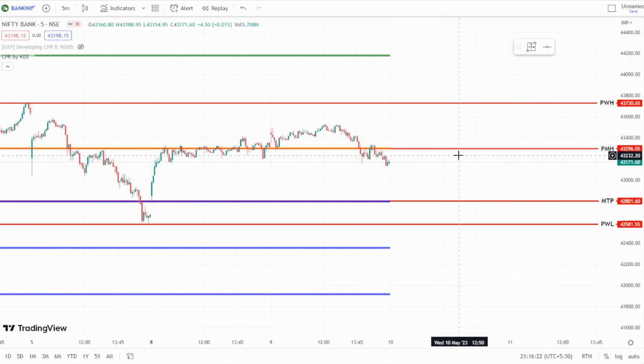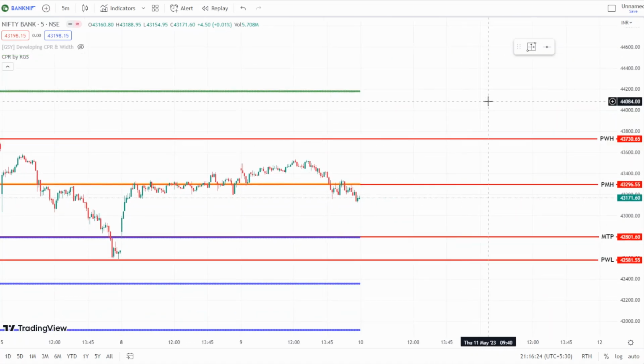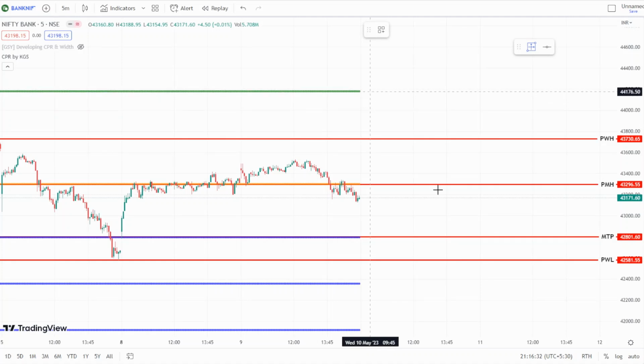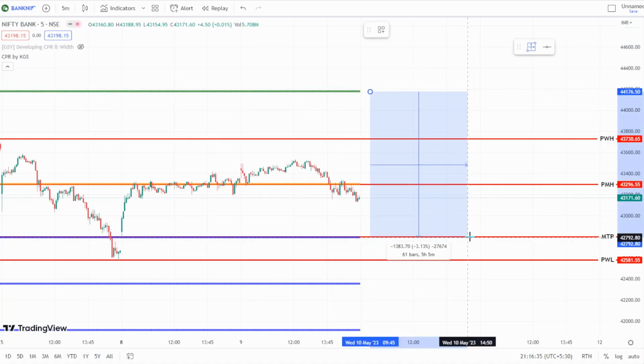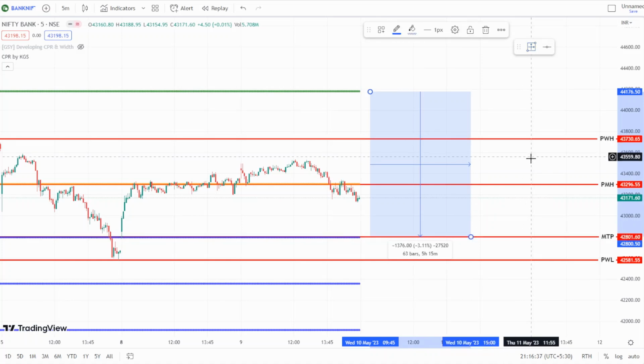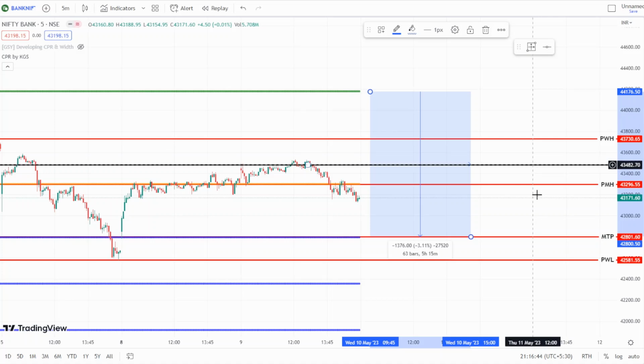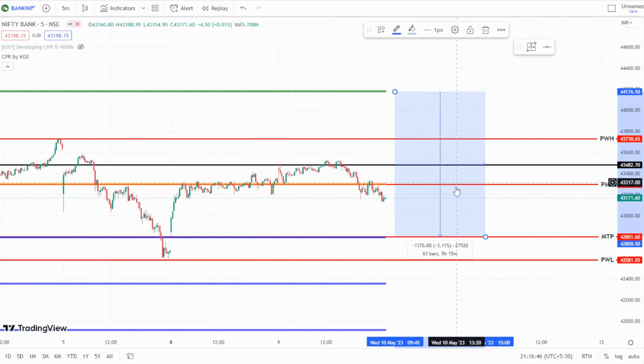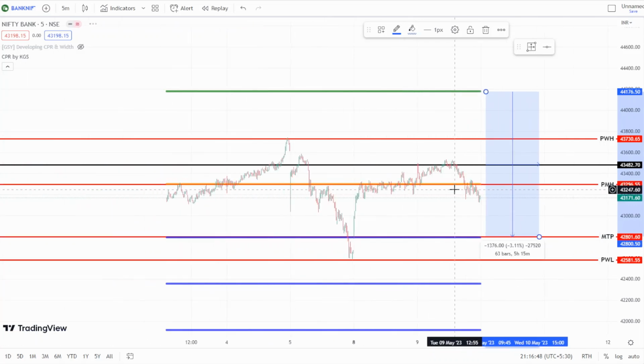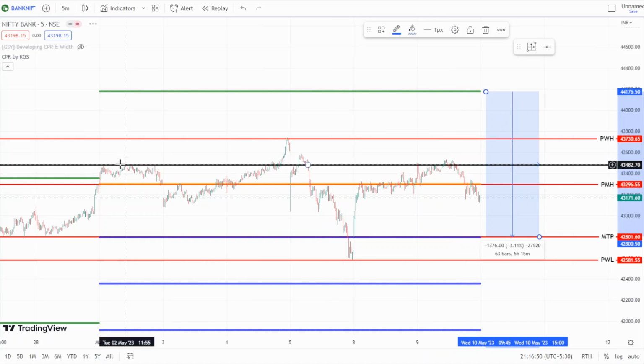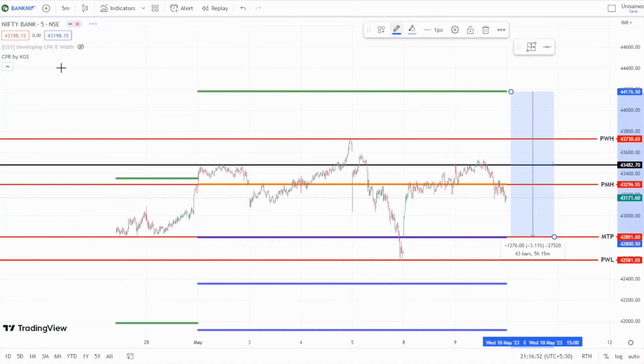But if it sustains this level, then probably we can see 44,176, that's R1. But usually what happens is 50% of R1 and CPR can also act as a very good support and resistance for the candles. So technically here 43,482 is a very good resistance for the market, Bank Nifty, and as you can get your answer here, why?